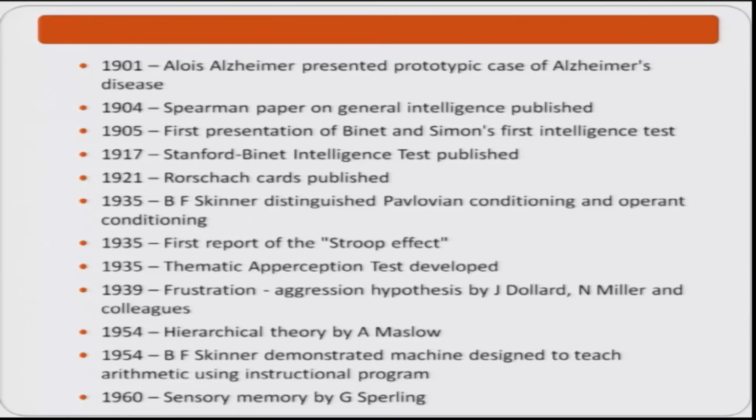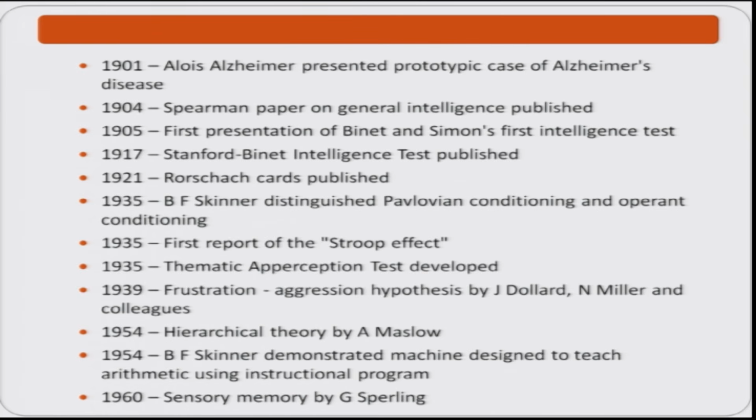In 1901, we are now moving to the next decade. 1901 was when Alois Alzheimer presented the prototypic case of Alzheimer's disease, and if you look at texts in clinical psychology and neuropsychology, you would find a whole lot of case studies and other research reported on Alzheimer patients. 1904, when Spearman came forward with his concept of general intelligence. 1905, when Binet and Simon came forward with their first intelligence test, and a couple of years later, in 1917, the Stanford-Binet intelligence test got published.